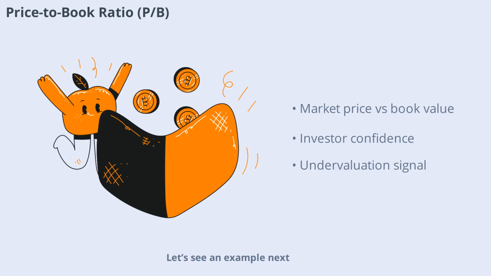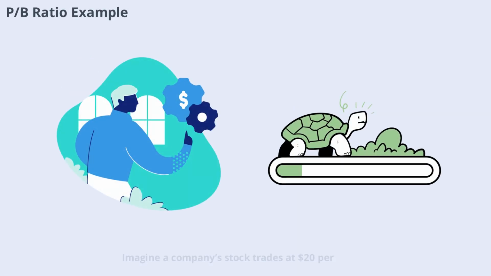Let's see an example next. Imagine a company's stock trades at $20 per share and its book value per share is $10. The PB ratio would be 2. This means investors are paying $2 for every $1 of net assets. A very high PB could signal overvaluation, while a low PB might indicate a bargain or underlying issues.